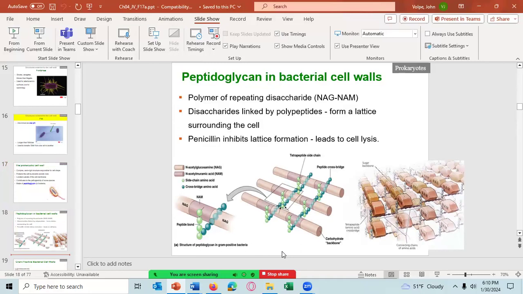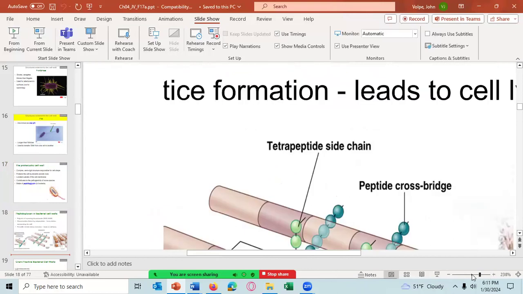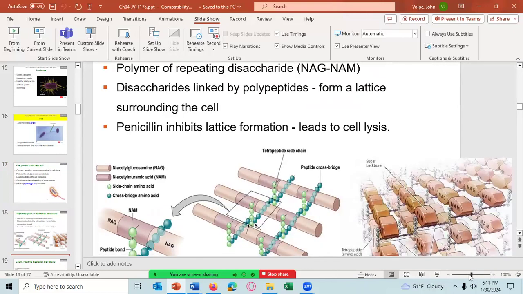Peptidoglycan is made up of two saccharides, NAG and NAM. So it's a disaccharide that just repeats, NAG and NAM, NAG and NAM. NAG stands for N-acetylglucosamine, NAM for N-acetylmuramic acid, sorry. These names probably mean as much to you as NAG and NAM, so I don't care how you learn it.